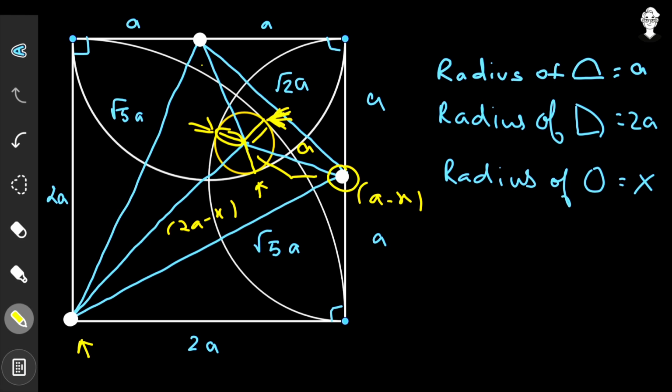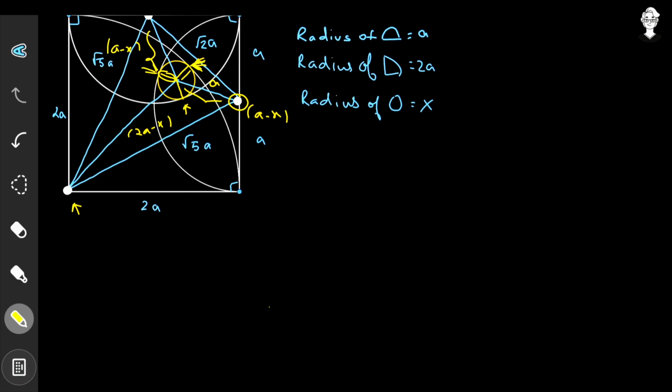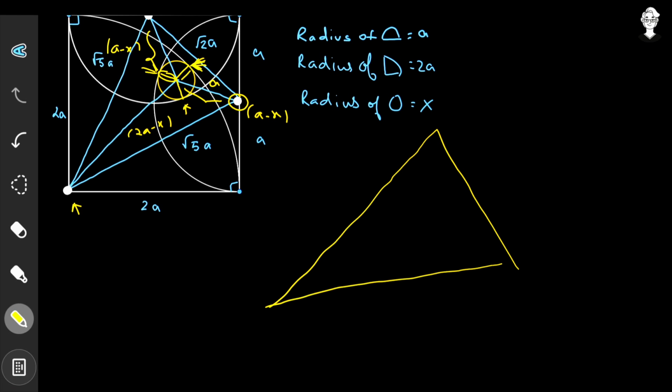Now the same thing is over here. This length is also going to be equal to a minus x. So here the diagram is looking quite messy, so I am just redrawing this diagram. So here I am drawing that same triangle over here. So here we have the biggest triangle like this way. This length is square root of 5 times a. This length is square root of 2 times a. This length is square root of 5 times a.